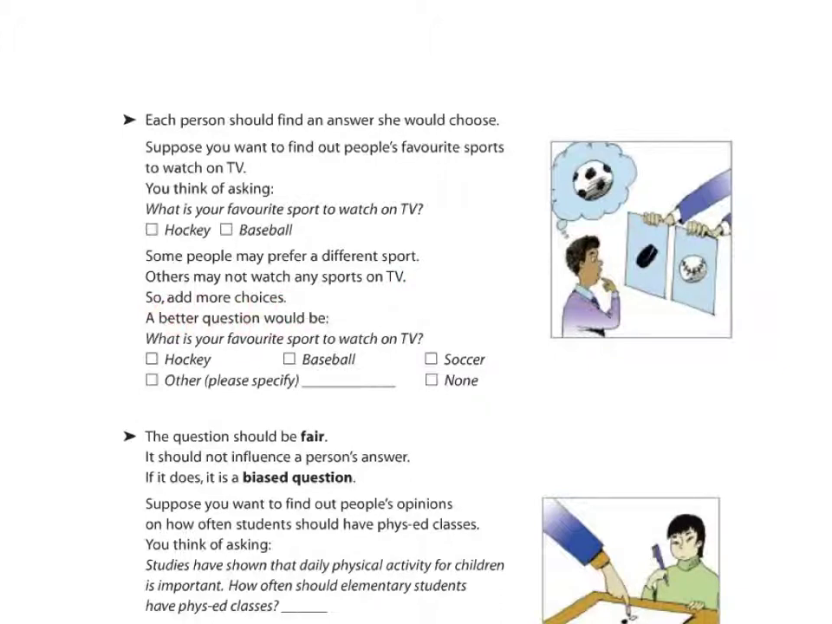A better question would be, what is your favorite sport to watch on TV? Hockey, baseball, soccer, other, and with an option to specify. Maybe everybody watches tennis. Maybe everybody watches swimming. Or none. So you should always have an other option when you are listing all of the possibilities that you think they might choose, because there might be something in there that you don't think of that they might choose. So there should always be an other.